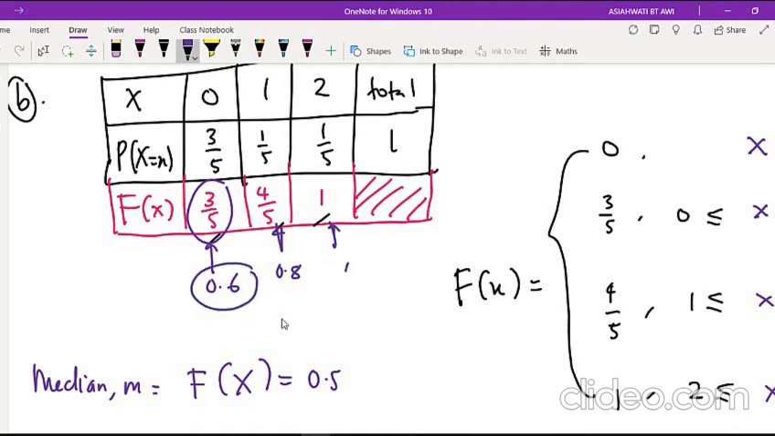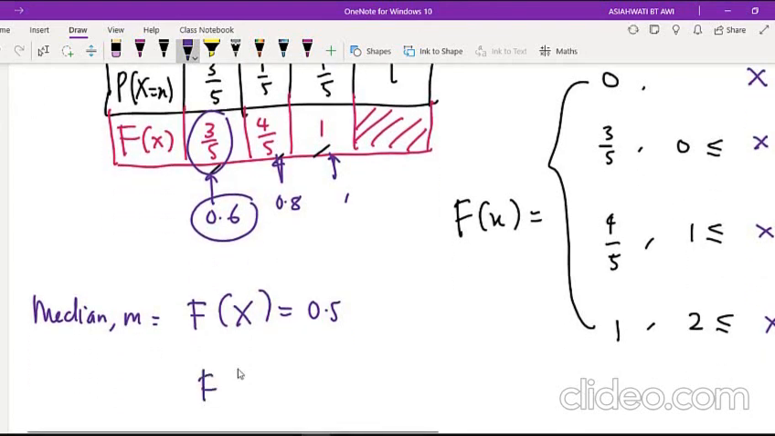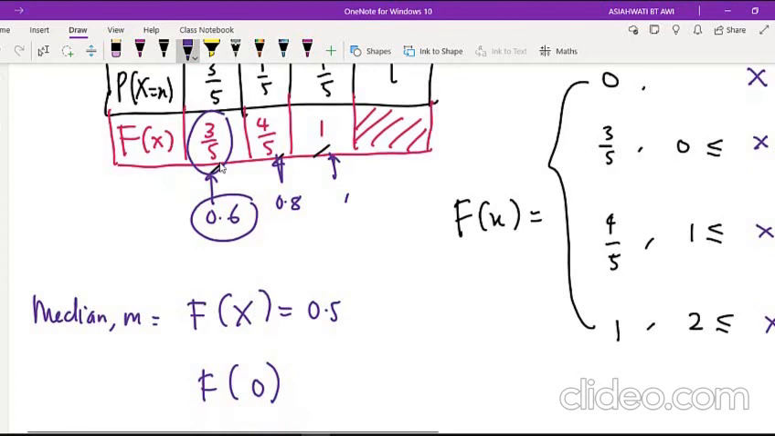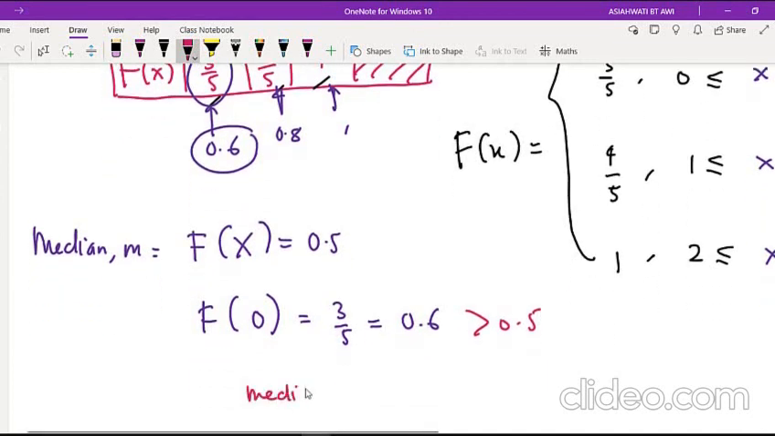So 0.6 when x is equal to 0, F(0) is equal to 3 over 5, so 3 over 5 or 0.6. 0.6 is more than 0.5. The median is equal to 0, because we want the number 0.5.